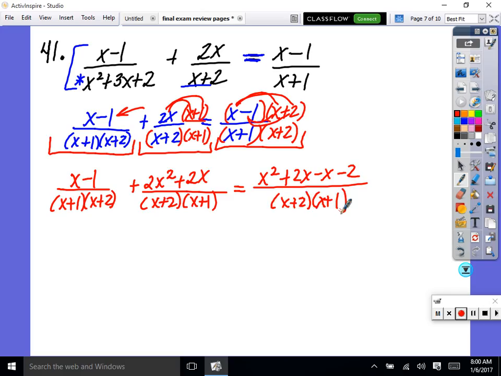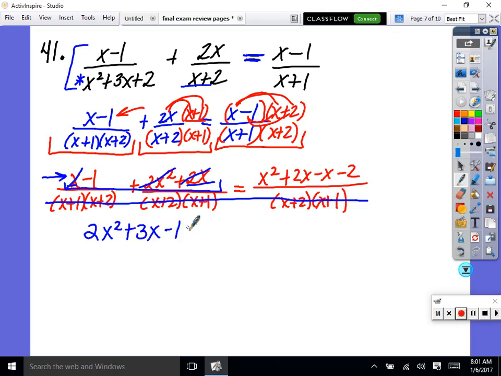So I want you to notice something. All of our denominators are the same. This is only true with solving, but when solving, you can just ignore the denominators now that they're the same. So now let's just focus on combining like terms on this side of the equal sign. So we have 2x squared, and then 2x plus x is 3x, so plus 3x. And then minus 1 equals, over here we're combining like terms, x squared plus x minus 2.